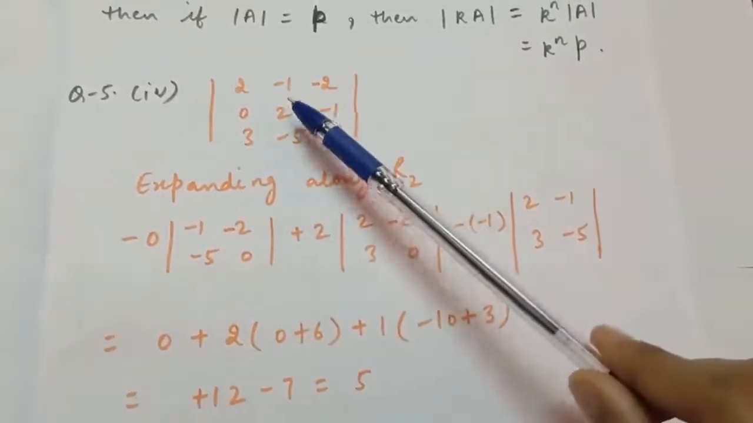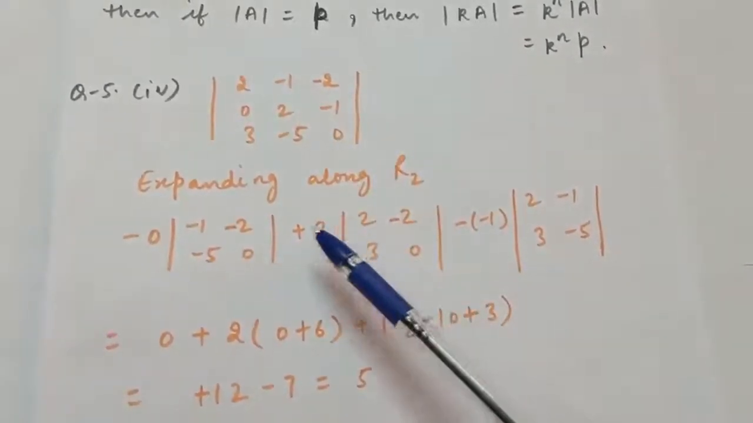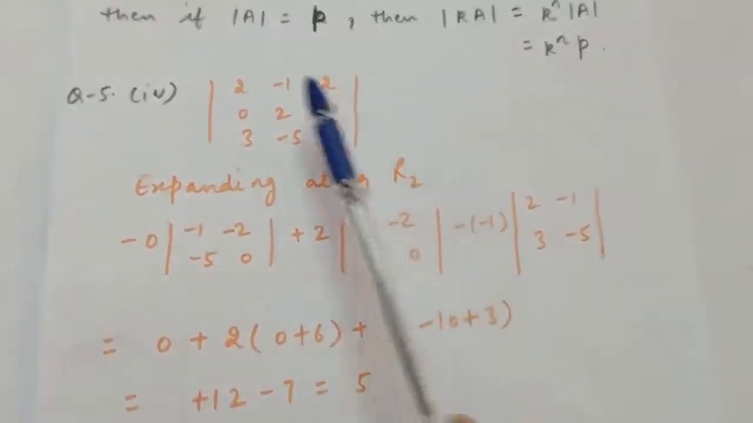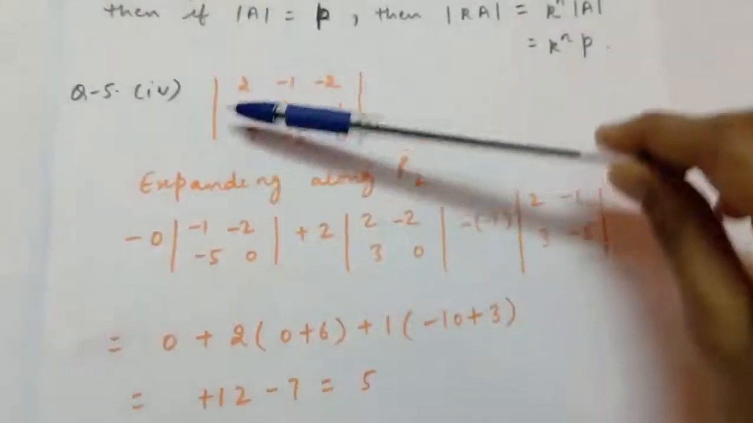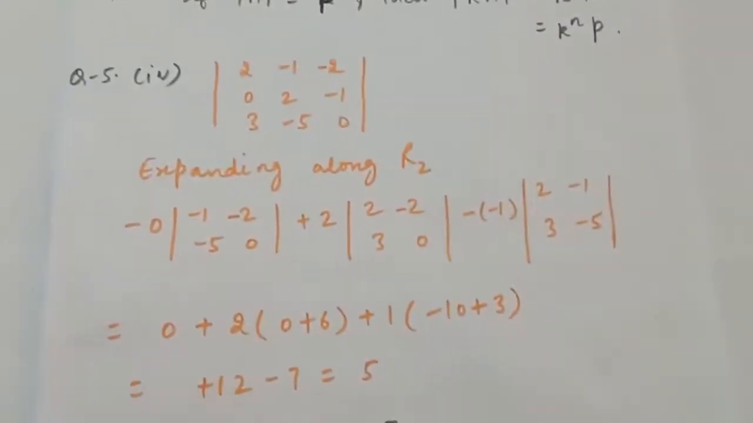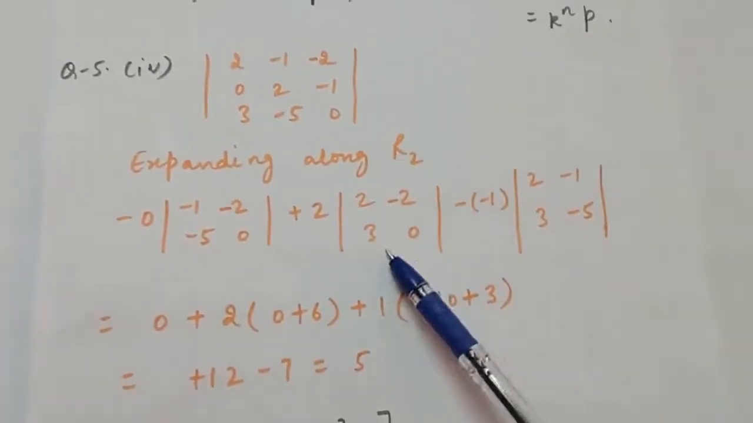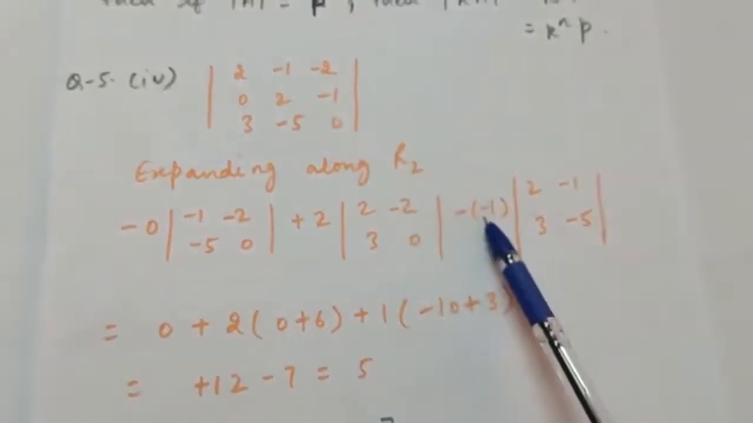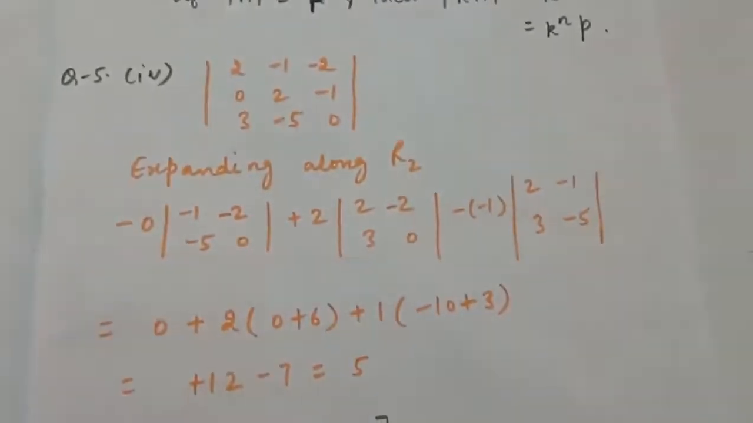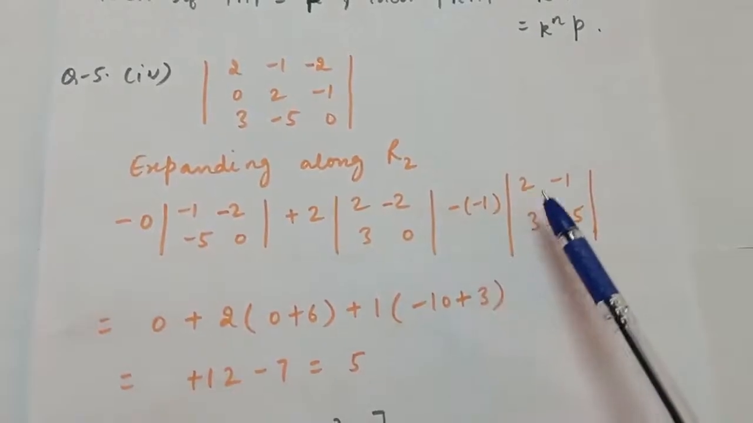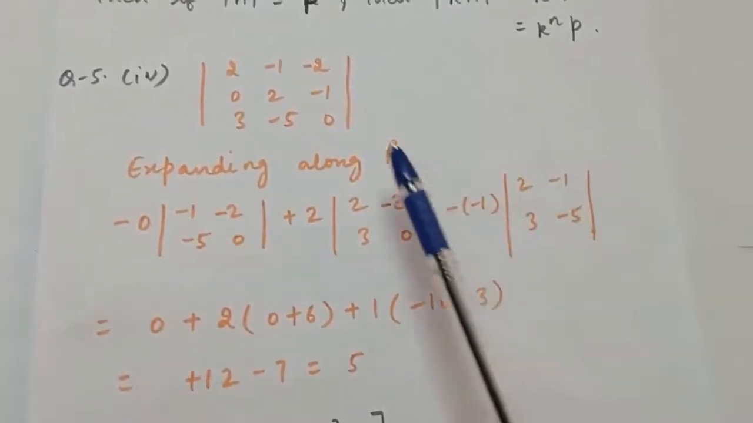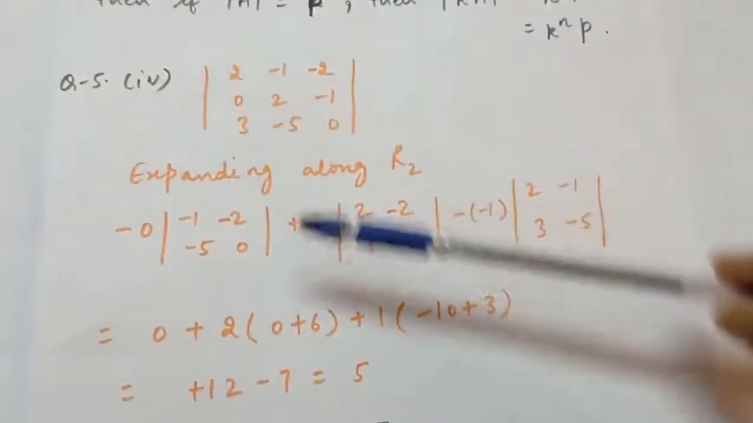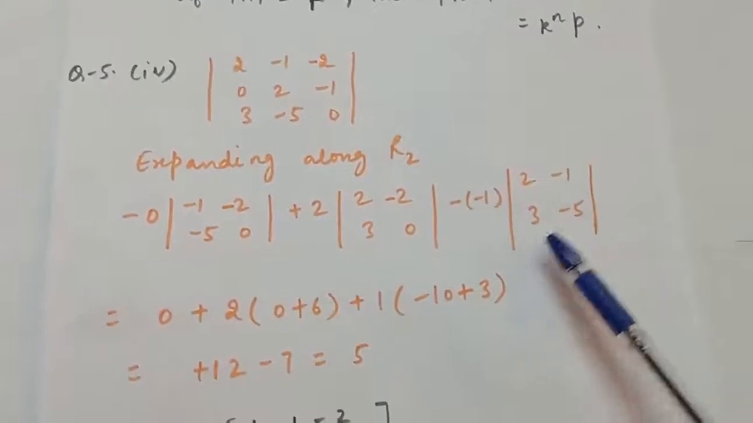Then second element of second row 2 with a plus sign, and this second order determinant which you will get after deleting second column and second row, which is 2, minus 2, 3, 0. Then minus of minus 1, with this third element of row 2 negative sign will come, and this second order determinant after deleting third column and second row. So you will get 2, minus 1, 3, minus 5.